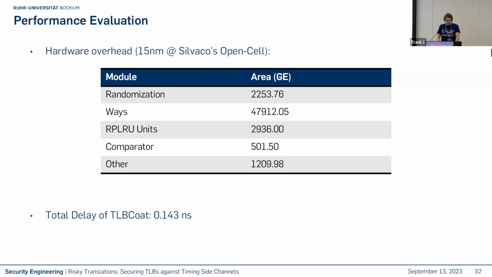Now, what is also important is that the TLB is in the critical path of the CPU, because when you do an L1 cache access, you actually have to do a TLB lookup. So if we are very slow, that's of course no good. So we measured a critical path delay of 0.143 nanoseconds for the TLB-Code module. And this is well within the range which is observed on Intel CPUs.